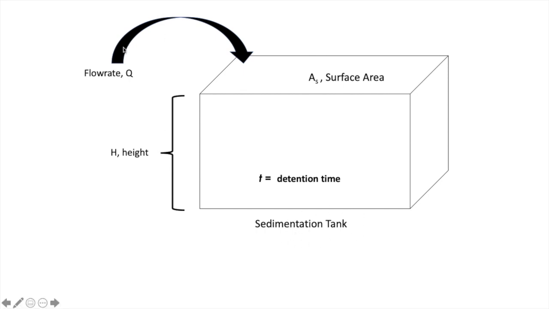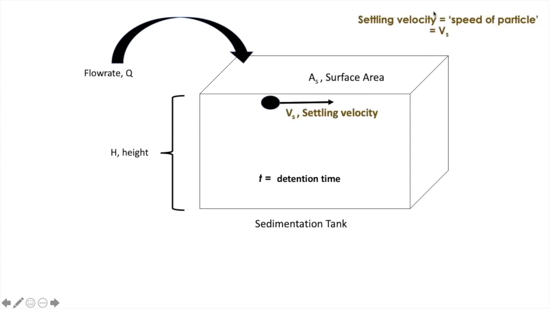I mentioned just now that when water enters the sedimentation tank, two types of speed will be seen. The first one is the particles. Remember, the water brings along the particles. The particle itself has its own speed, and it is labeled as Vs, or settling velocity. I like to equate it with the speed of particles. So the particles are moving in the sedimentation tank with their own speed, which we label as Vs.